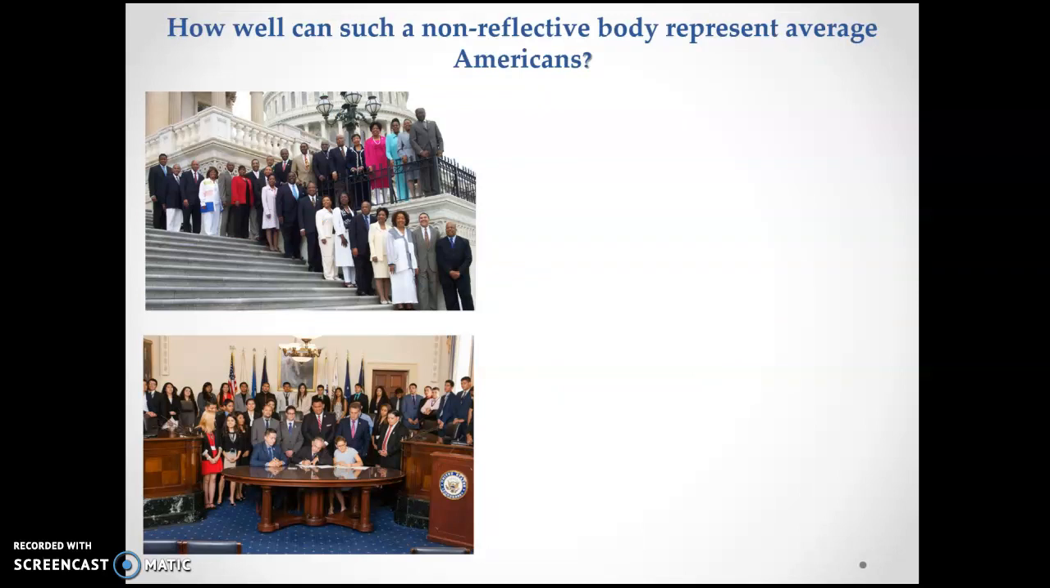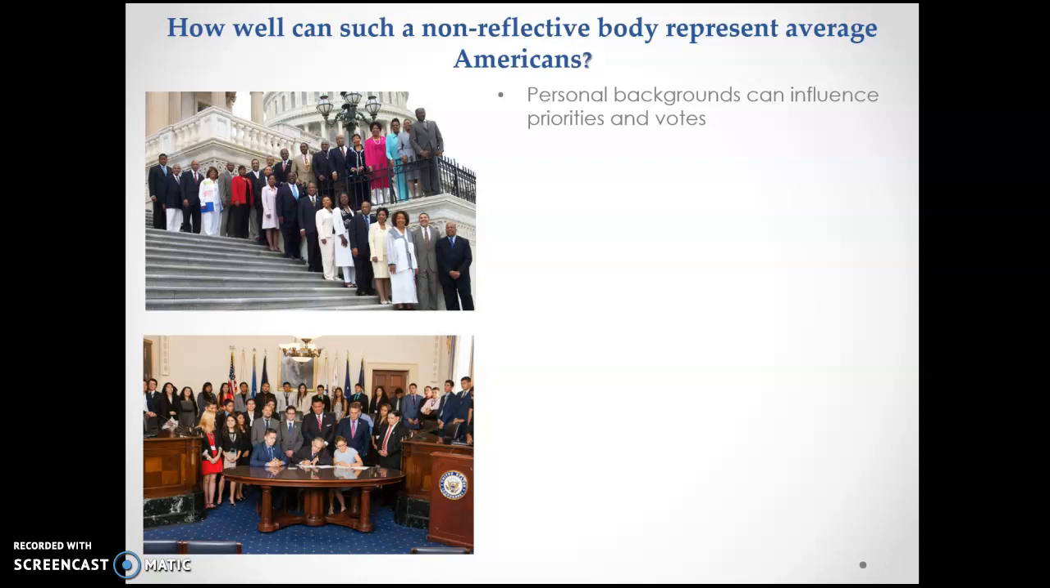So moving on, the slide we're going to look at now is how well can such a non-reflective body represent the average American, right? Like we already saw that Congress is overwhelmingly white and male and made up of former government or law workers. They are rich, they're older than the average American. How can they represent the average Americans? And the short answer is it's fair to question whether they can, right?